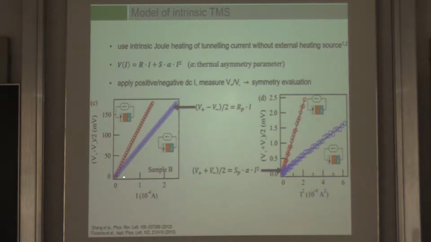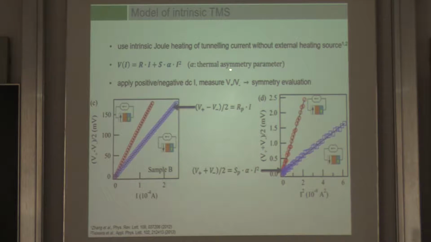So on the left-hand side, you can see the asymmetric contribution. And if you do a linear plot or a linear fit to these data, you can directly extract, in this case, the parallel resistance over here. And on the right-hand side, you can see the symmetric contribution, which is plotted against I squared now. So if you do a linear fit with this data, you can directly extract the Seebeck coefficients in the parallel case.